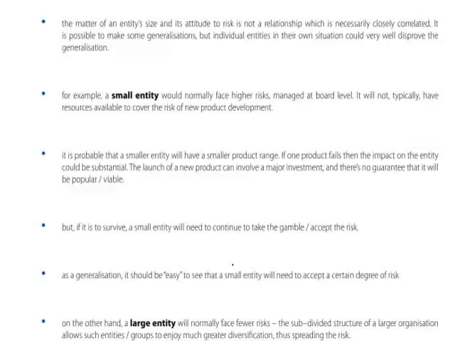As a generalisation, it should be easy to see then that a small company will need to accept a certain degree of risk. Of course they do. Starting off a small company is taking a risk. What happens if it fails? What happens if people don't want your product or don't want your service?